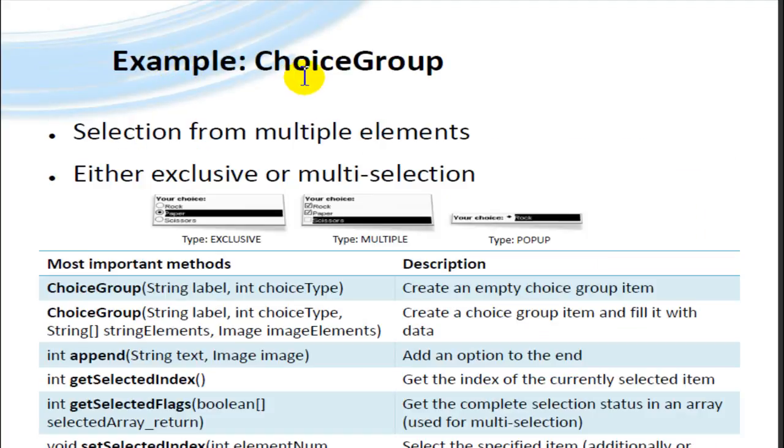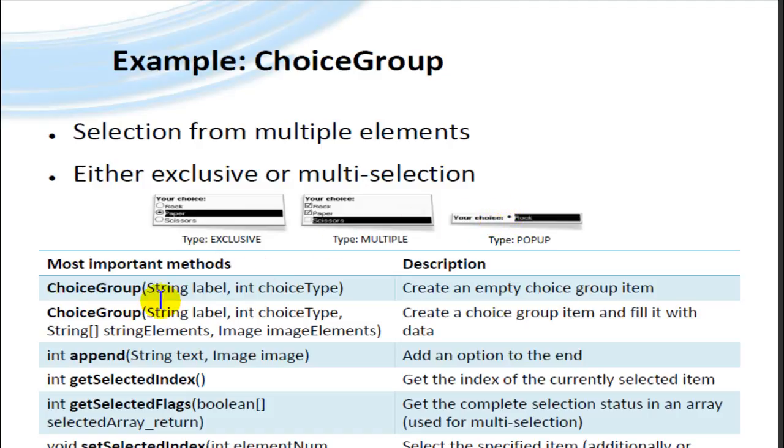So if you want to implement the choice group, that is selection from multiple elements. We have multiple elements like your phone book, but that is individual. The choice group will be put on a form. So you have a lot of choices to be selected. It could be like check boxes, it could be like radio buttons, and that is the type: multiple, exclusive, or pop-up. We have already seen them in the list.